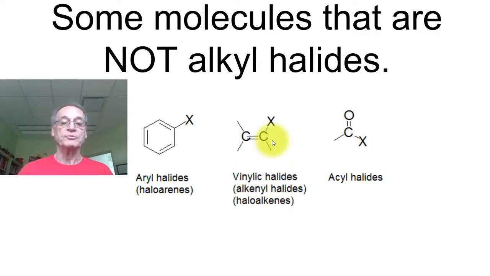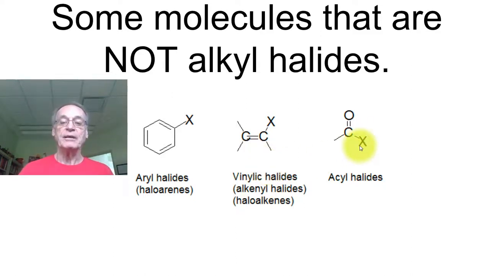Vinylic halides are those that have a halogen directly attached to an alkene double bond. By the way, this has a halogen directly attached to the double bond, but it's not an alkene, it's an aromatic. So this is a different case, even though it looks the same. The halogen cannot be attached to a carbon-carbon double bond of an alkene. Those do exist, they just are not alkyl halides. They're called vinylic halides, alternatively called alkenyl halides or haloalkenes.